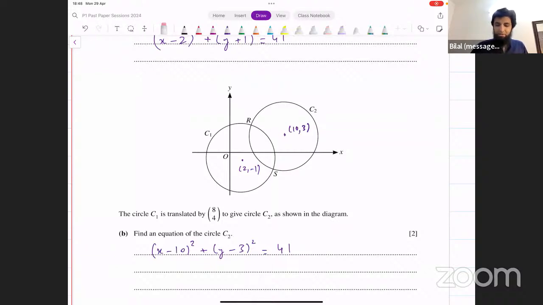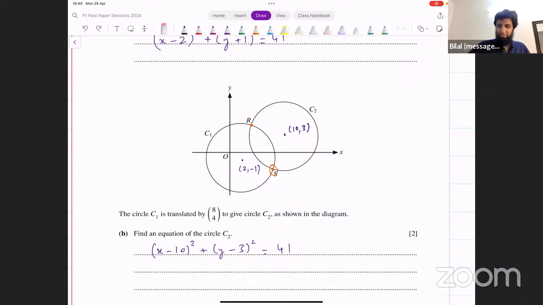Now, one way to think about this could be that you solve the equation of the first circle and the equation of the other circle simultaneously. You will get points of intersection. From that, you will get point R and you will get point S. And then you find the gradient of RS and then write down the equation. That could be one possibility. But in this case, you could actually do something quicker.